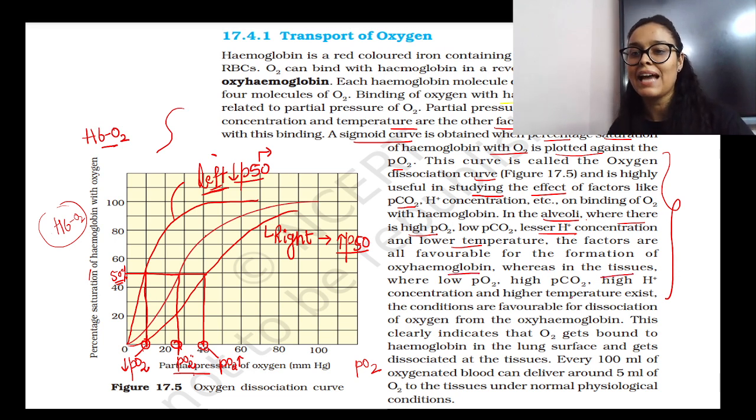Whereas in the tissues, what happens? All these conditions, low partial pressure of oxygen, high CO2, high hydrogen ion, and higher temperature, are favorable for dissociation of oxygen from the oxyhemoglobin. So that means they are breaking this bond of oxygen and hemoglobin, right? And this clearly indicates that oxygen gets bound to the hemoglobin at the lung surface and gets dissociated at the tissues, right? And then this is the other data that we will be seeing ahead, right?